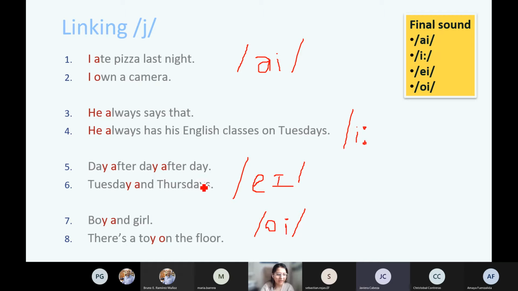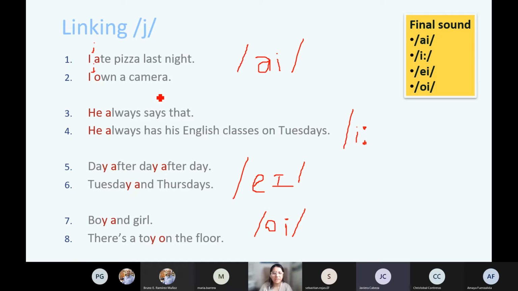Then we have, but first, how many are we? 1, 2, 3, 4, 5. Maria Fernanda, can you pronounce those examples? I ate. Okay. And I own. I ate pizza last night. I own a camera. Thank you very much.